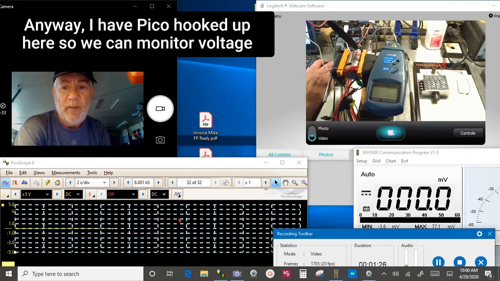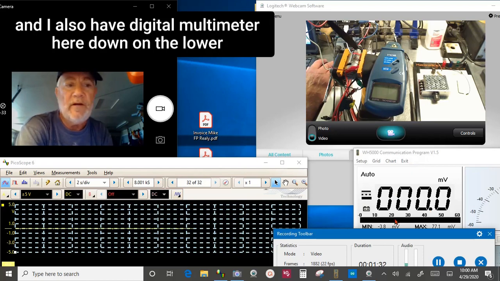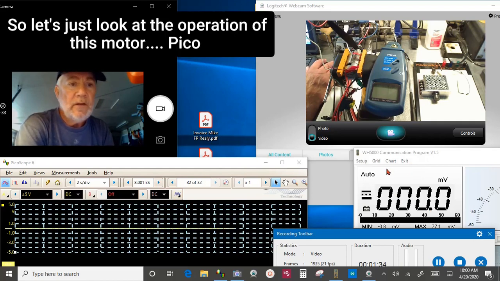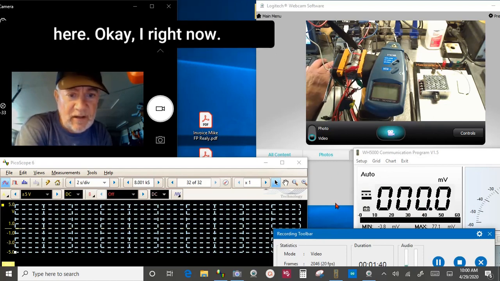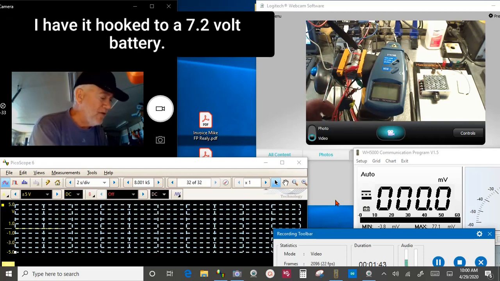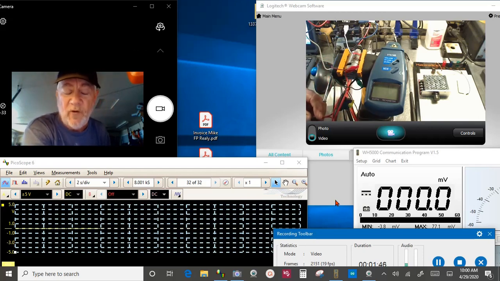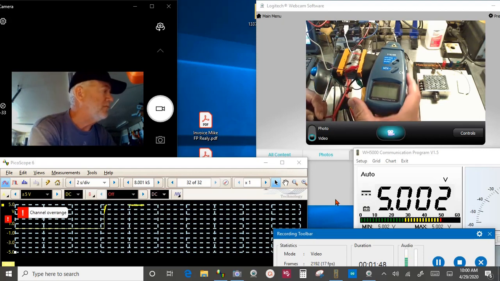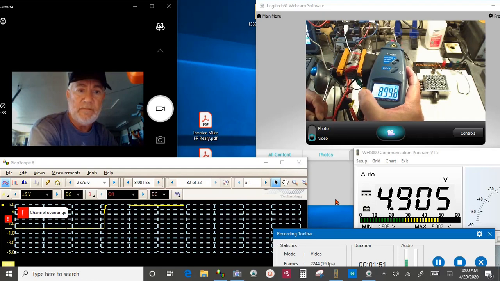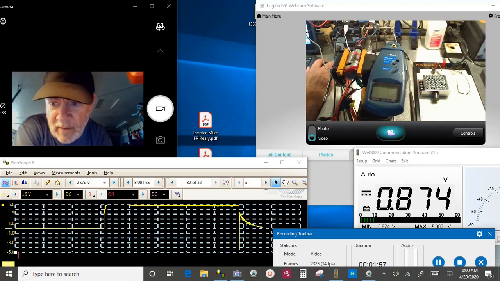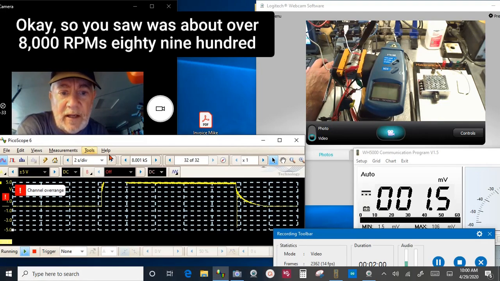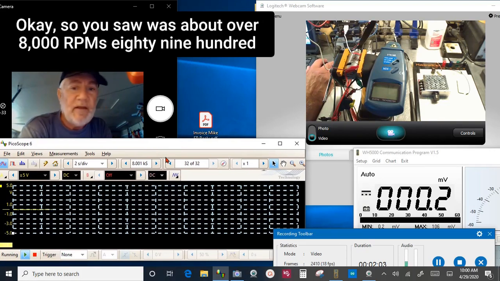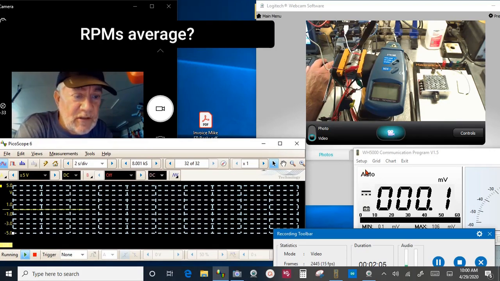Anyway, I have Pico hooked up here so we can monitor voltage, and I also have a digital multimeter here down on the lower right corner. So let's just look at the operation of this motor. Let me let Pico get here. Okay, right now I have it hooked up to a 7.24. Okay, so you saw it was over 8,000 RPMs, 8,900 RPMs average.